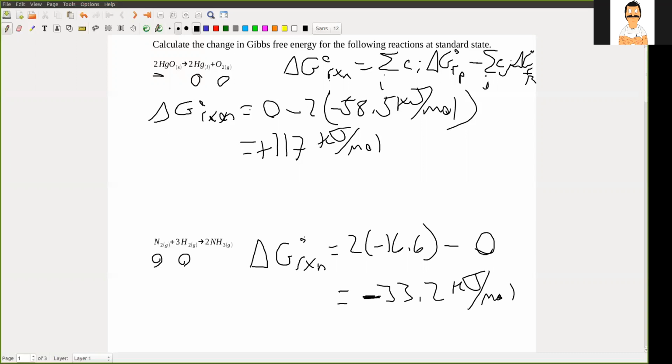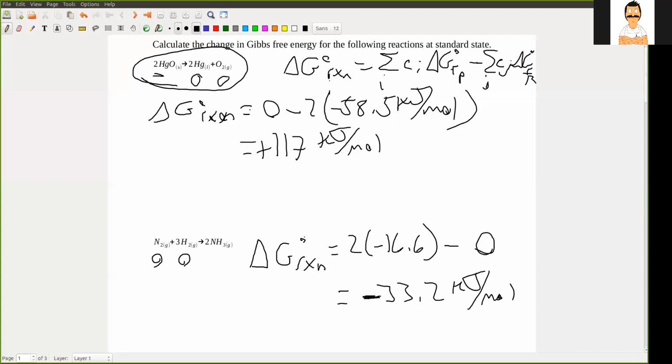If your delta G is positive, that means that the reaction as written in the standard state, using the temperature provided of 25 degrees Celsius and at 1 atmosphere of pressure, is not a spontaneous reaction, which means that we would have to do something to make this reaction go. It would not, at 25 degrees Celsius and 1 atmosphere of pressure, go in the direction of degrading mercury oxide down to mercury and oxygen.